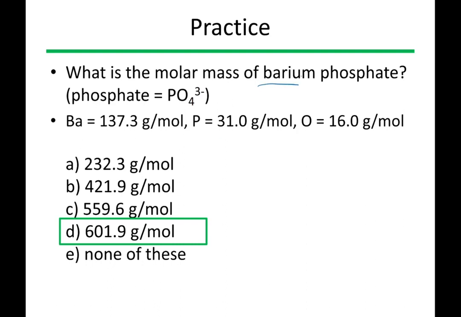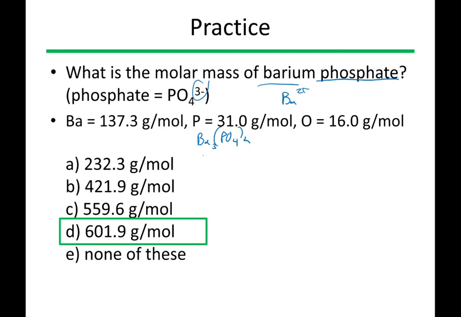For barium phosphate, we'd have to recognize that barium and a polyatomic ion, so we have an ionic compound. Barium is in group 2A, so this is barium 2+, with a 3- charge on phosphate. That means our formula would have to be Ba3(PO4)2.